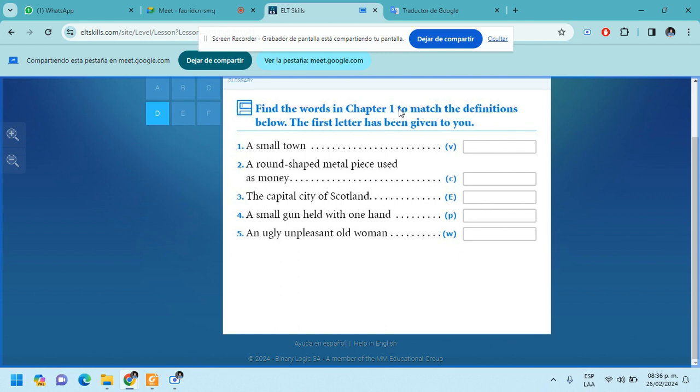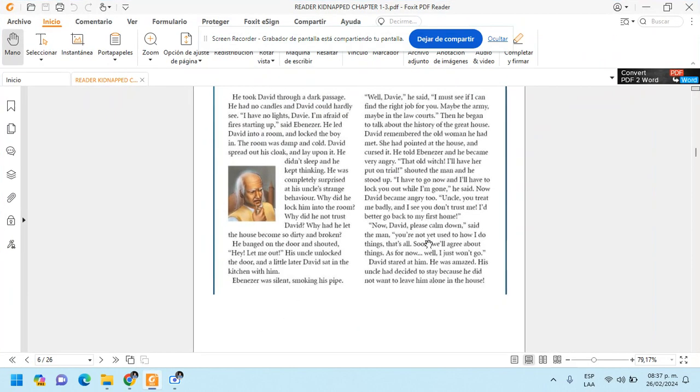Find the words in chapter one to match the definition below. The first letter is given to you. Okay. Este tipo de ejercicios vas a encontrar en evaluaciones internacionales. ¿Qué se hace acá? Dice que busques una palabra que es sinónimo de la que está acá, o es la definición de lo que está acá. Pero esa palabra aparece en el libro, en el texto.